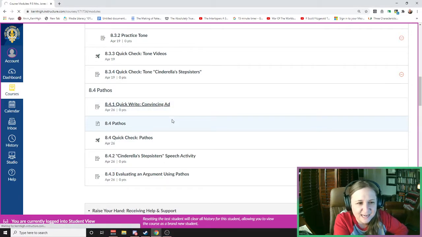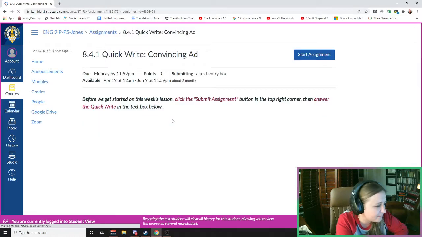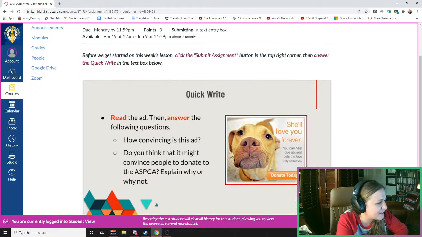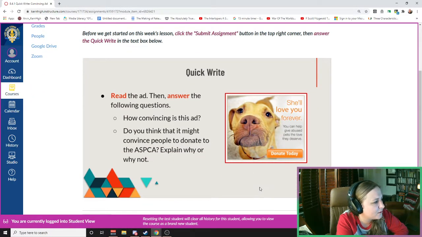The first activity that I have you doing this week is a quick write, and I want you to consider this advertisement right here. You'll read the ad, then answer the following questions. How convincing is this ad? And do you think that it might convince people to donate to the ASPCA? Explain why or why not.